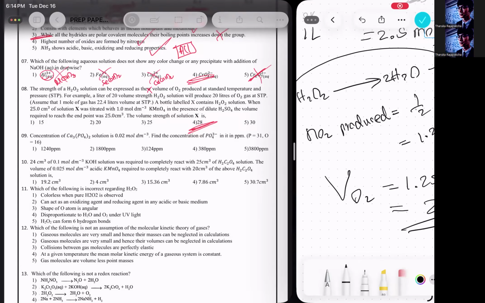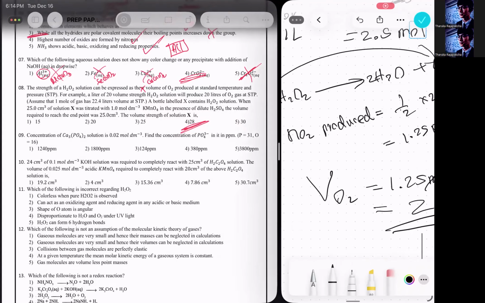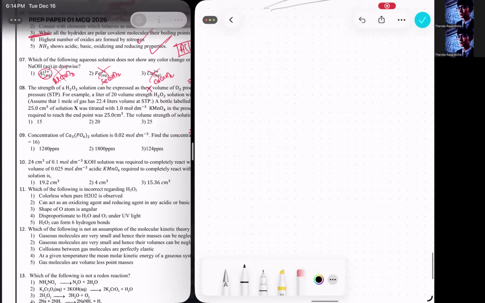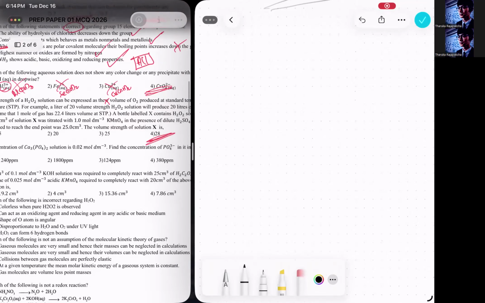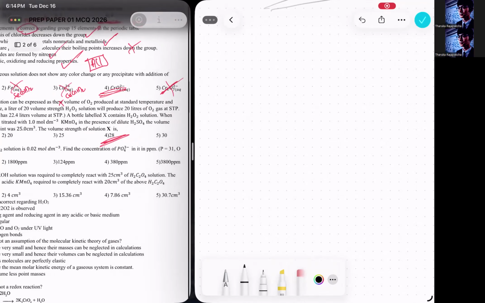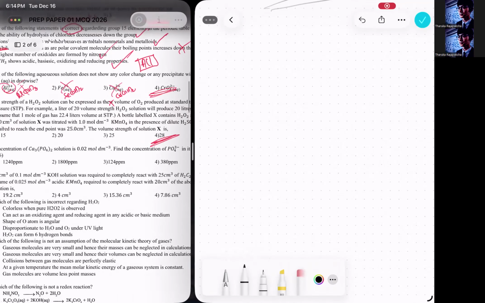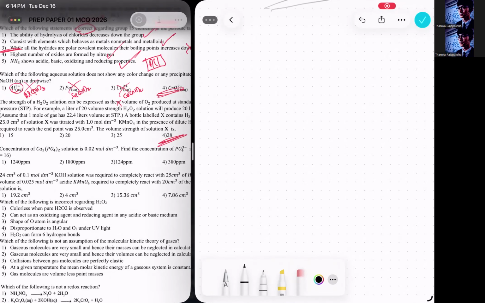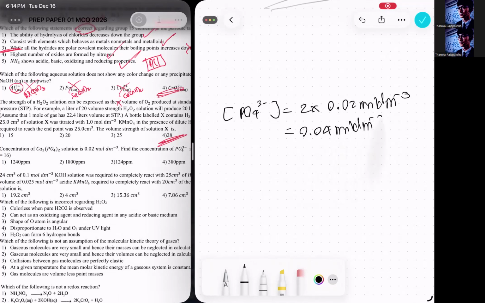Okay, now question number 9. The concentration of calcium phosphate solution is 0.02 mole per cubic decimeter. Find the concentration of phosphate in it in ppm. Now, people, one calcium phosphate contains 2 phosphate ions each. So, you have to multiply that by 2. So, the concentration of phosphate, PO4 3-, will be 2 times 0.02 mole per cubic decimeter. That's going to be 0.04 mole per cubic decimeter.